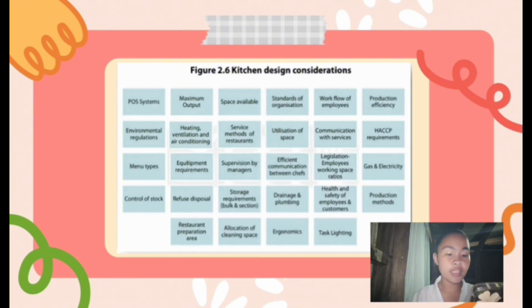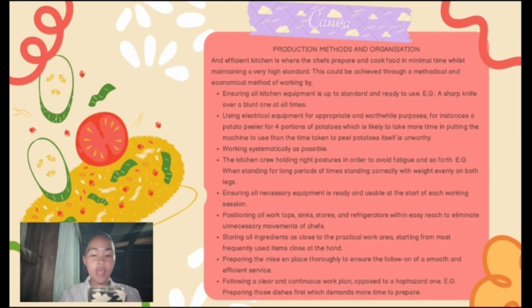legislation, employees, working space, ratios, gas and electricity, control of stock, refuse disposal, storage requirements which is bulk and section, drainage and plumbing, health and safety of employees and customers, production methods, restaurant preparation area, location of cleaning space, ergonomics, and task lighting. Next is production methods and organization.